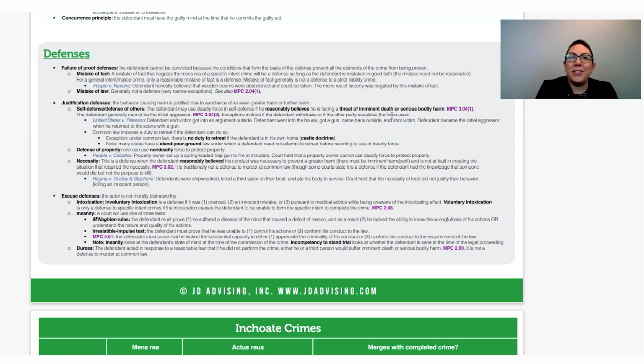So if a defendant starts a fight and then the other person escalates the fight or engages in the fight, and then the defendant says, oh my goodness, now I have to act in self-defense. They can't do that. They can't start the fight and then claim self-defense. So you can't be the initial aggressor. You can be the initial aggressor and possibly still get to claim self-defense if the other person escalates the fight to deadly force, or if the person who started the fight withdraws from the fight and then the other person continues the fight.